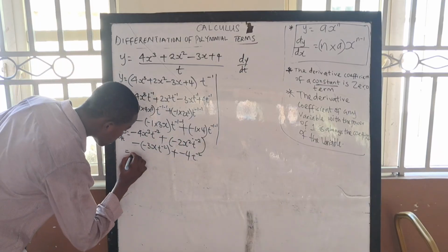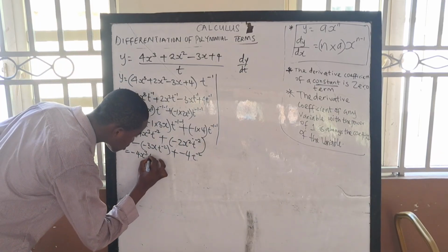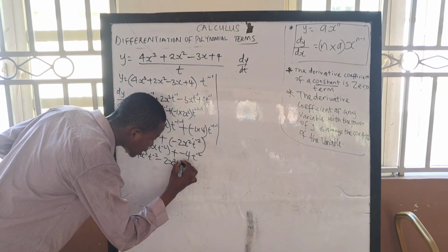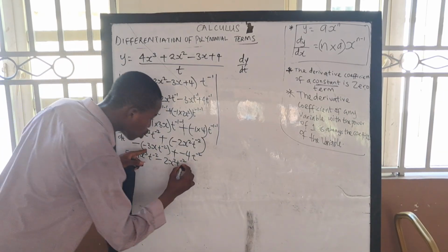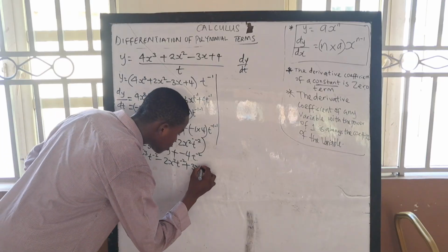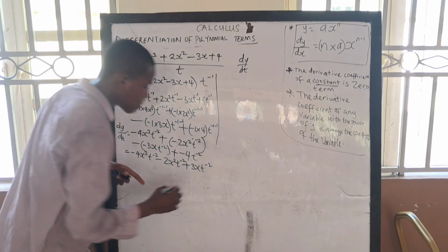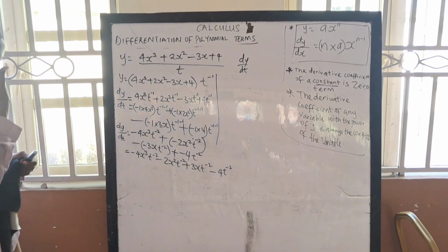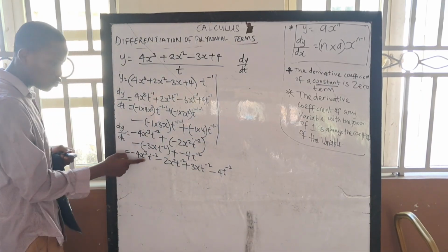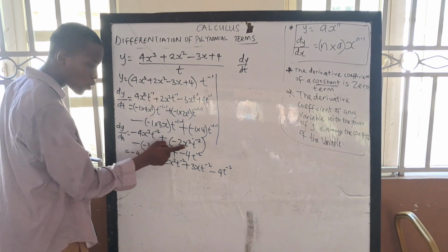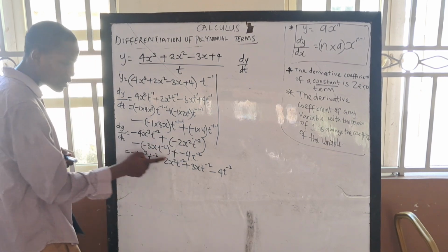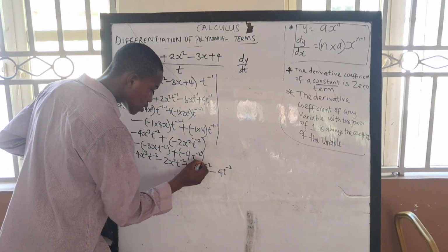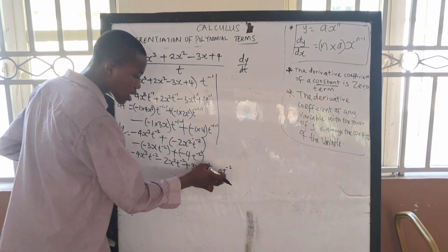So now I'm having minus 4x cubed t raised to power minus 2, plus times minus, minus 2x squared t raised to power minus 2, minus times minus, plus 3x t raised to power minus 2, plus times minus, minus 4t raised to power minus 2. Now this is what I just did.